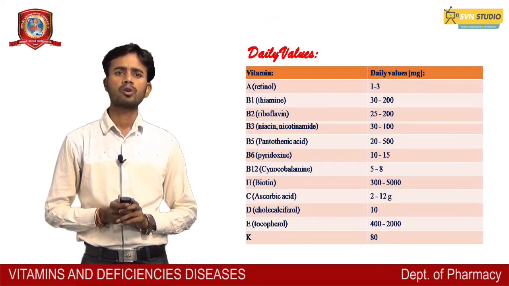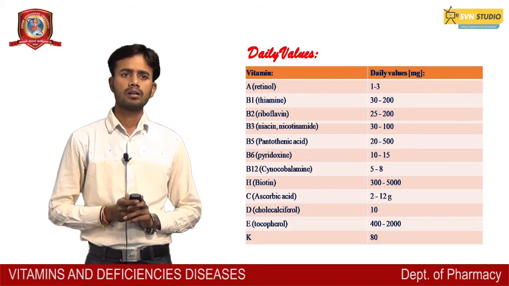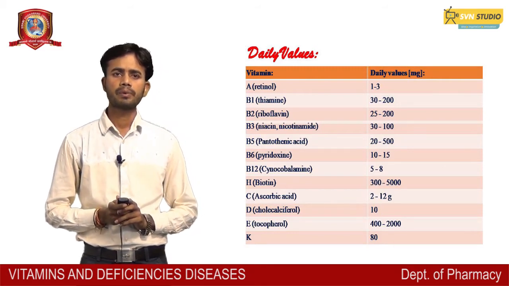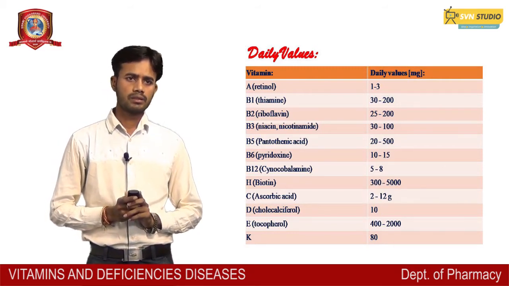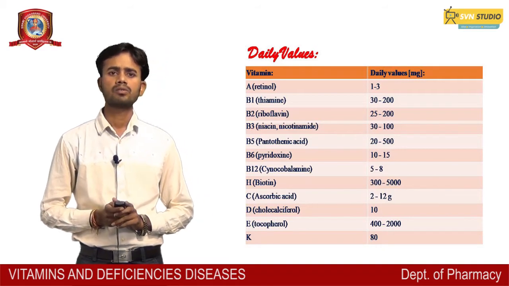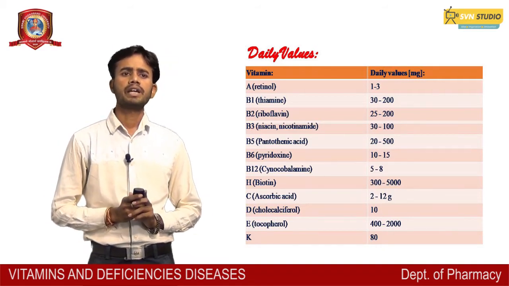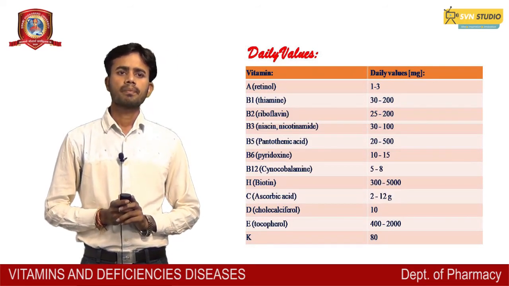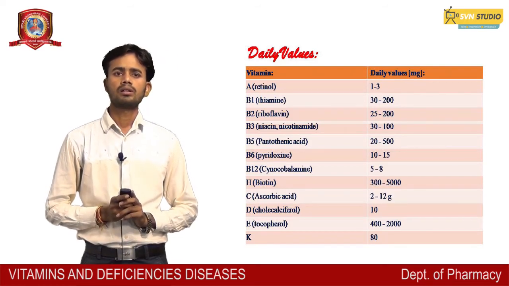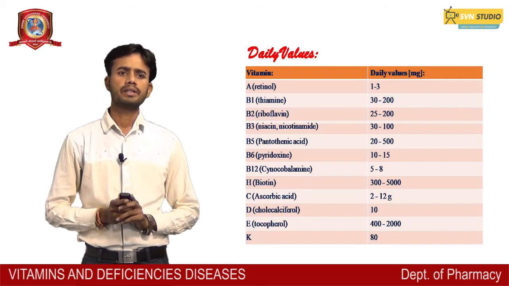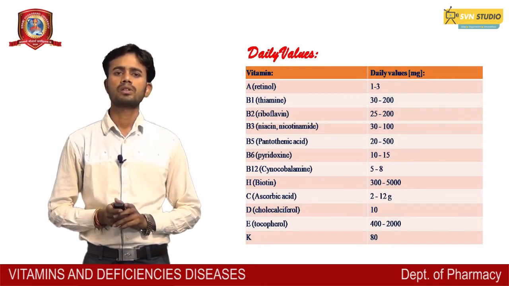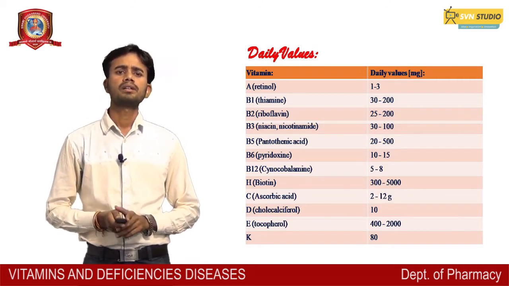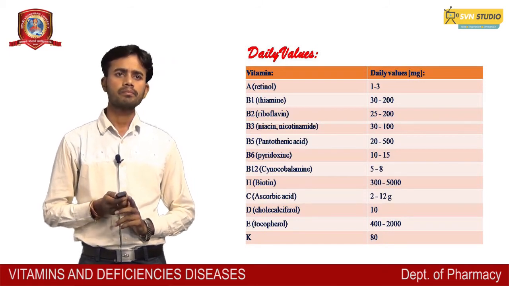Vitamin B6, pyridoxine, 10 to 15 mg. Vitamin B12, cyanocobalamin, 5 to 8 mg. Vitamin B7, biotin, 300 to 5000 mg. Vitamin C, ascorbic acid, 2 to 12 grams. Vitamin D, cholecalciferol, 10 mg. Vitamin E, tocopherol, 400 to 2000 mg, and vitamin K, 8 mg.